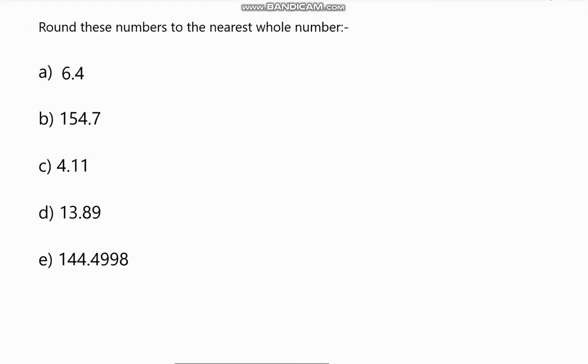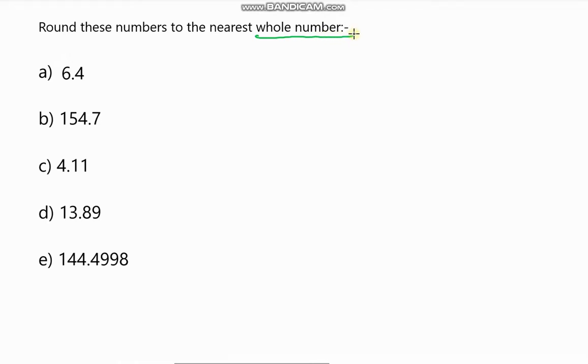Hello and welcome to another video on rounding. In the previous video we looked at rounding numbers to given numbers of decimal places, and in this video we're going to move that on and use the same techniques to round to the nearest whole number, to the nearest 10, 100 and 1000. So first of all, let's start off at rounding these 5 numbers to the nearest whole number.